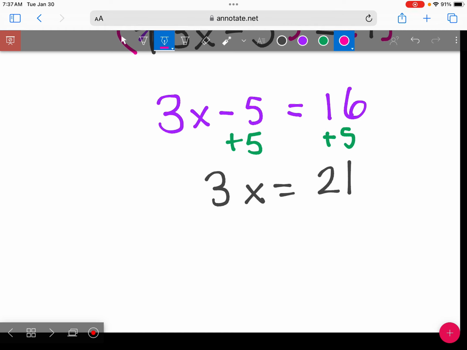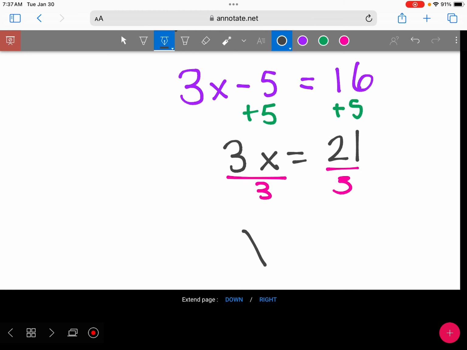So what are we going to do next? Divide by 3. So divide both sides by 3. And we get that x equals 7. So all that work for is 7.